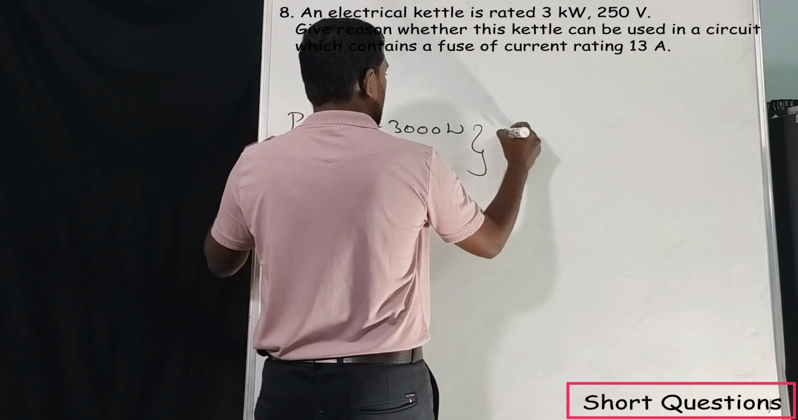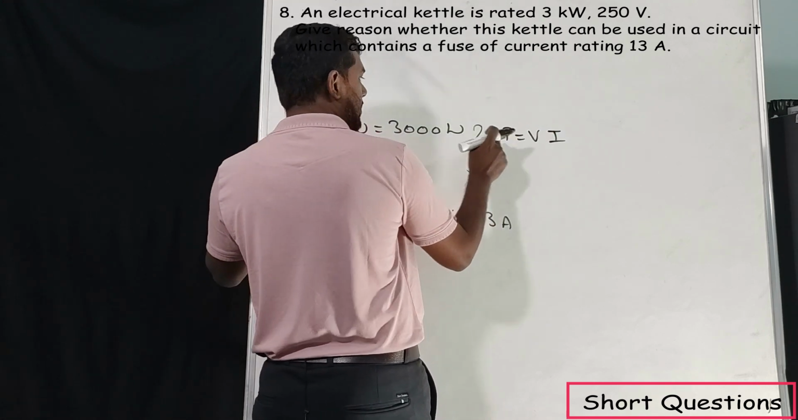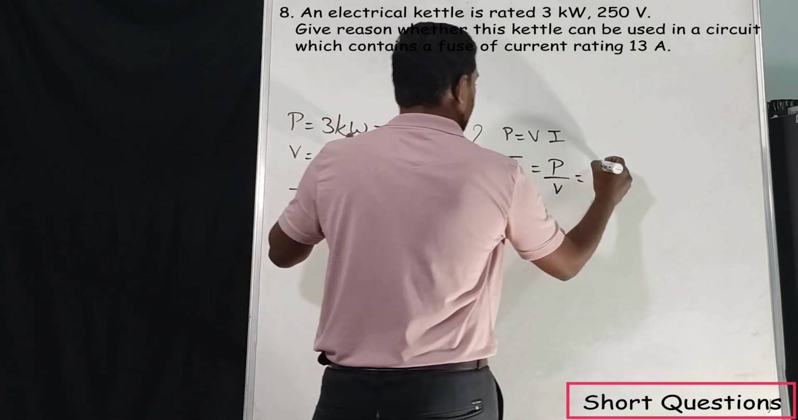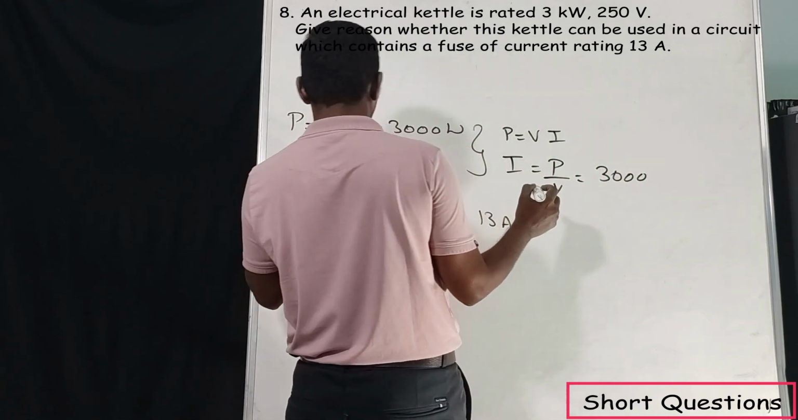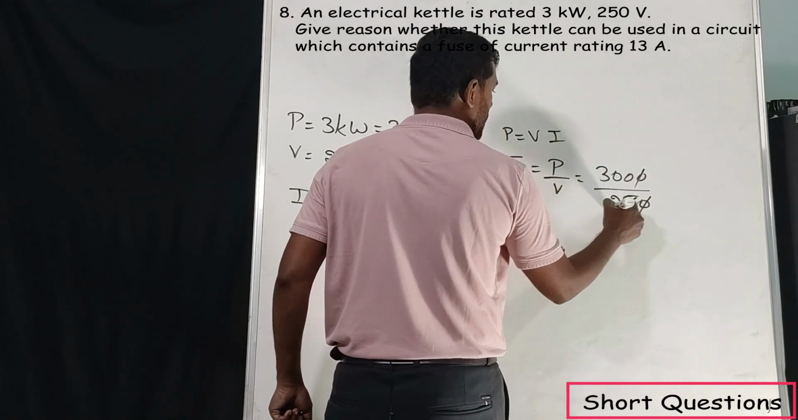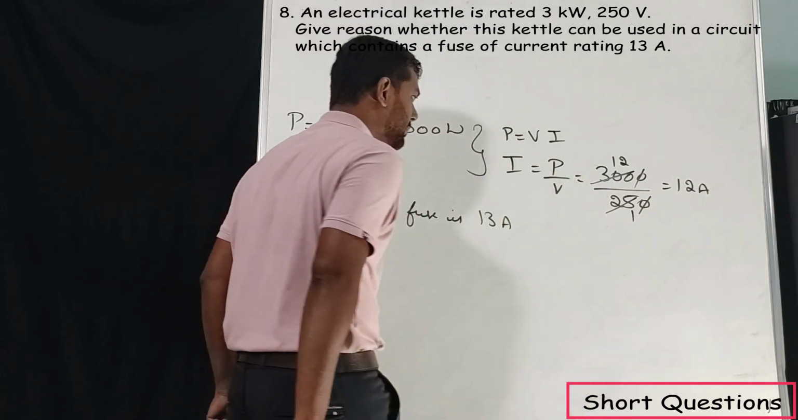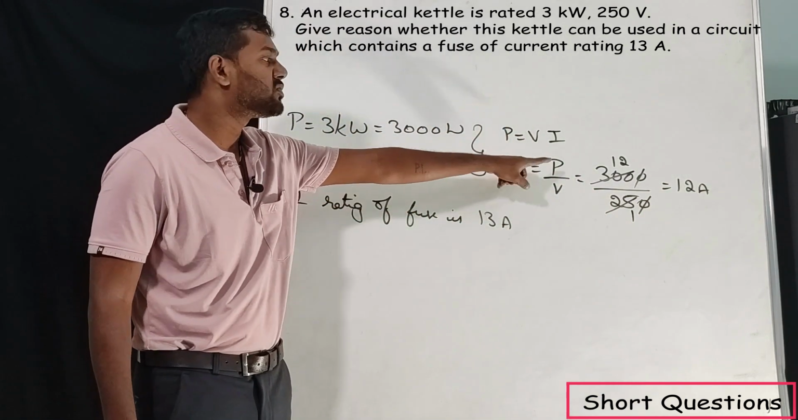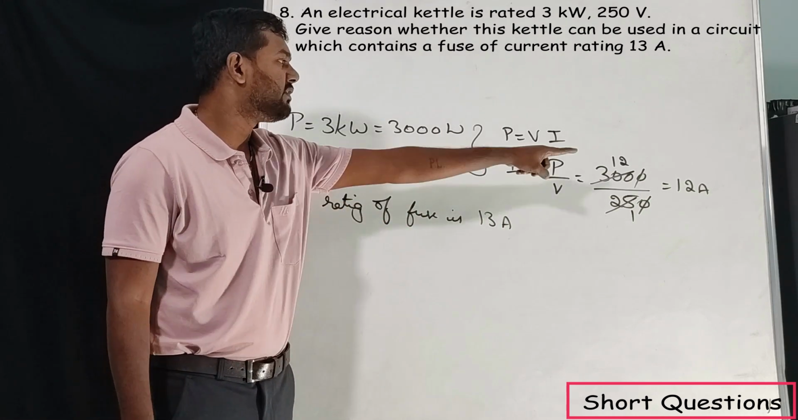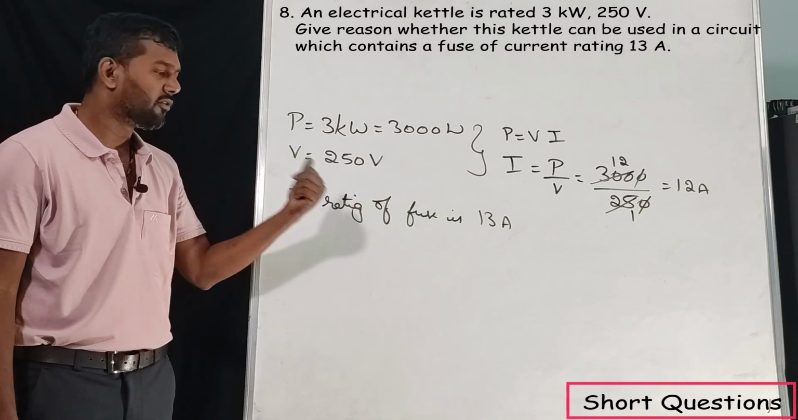Listen. So P is equal to V into I. This is the main formula to find current using power and voltage. So I is equal to P by V. P is 3000 and V is 250. 0, 0, 25 ones are 25, 12 twos are 24. So here the answer is 12 amperes. The current flowing in the circuit is 12 amperes and the fuse given is 13 amperes. Safely we can use this in the circuit. We can connect the kettle for this fuse.